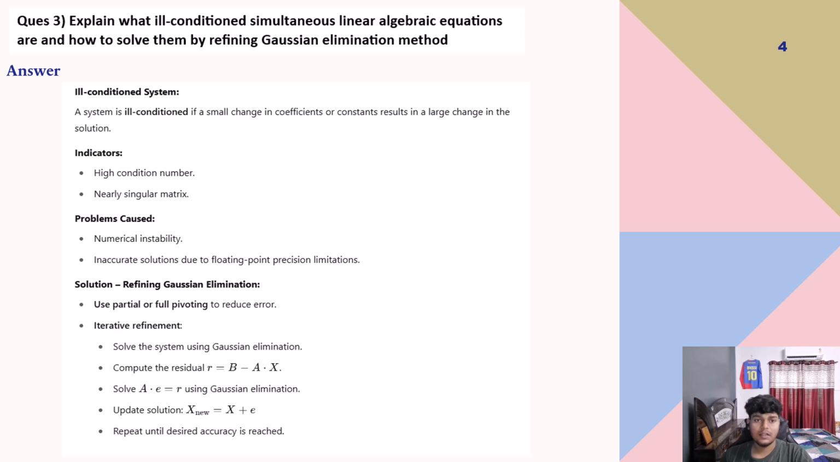A system is ill-conditioned if a small change in a coefficient or constant results in a large change in the solution. The indicators of ill-conditioned systems are a high condition number and a nearly singular matrix. The problem caused by ill-conditioned systems is numerical instability and inaccurate solutions due to floating point precision limitations. The solution for this is refining Gauss elimination.